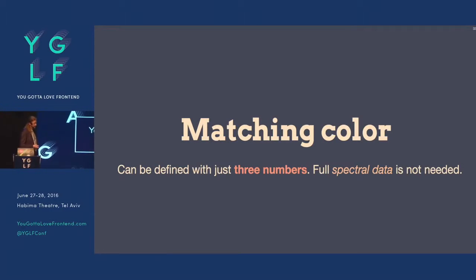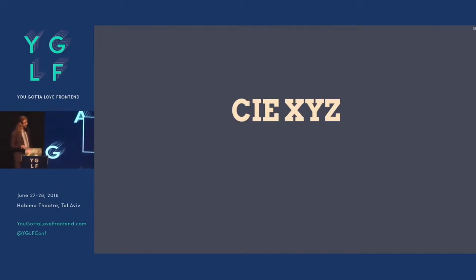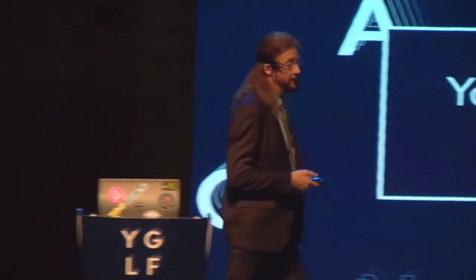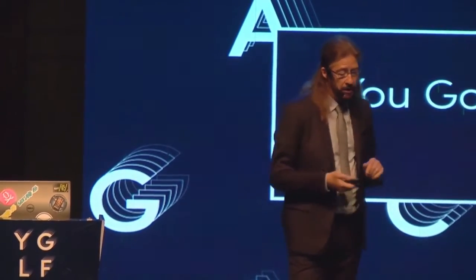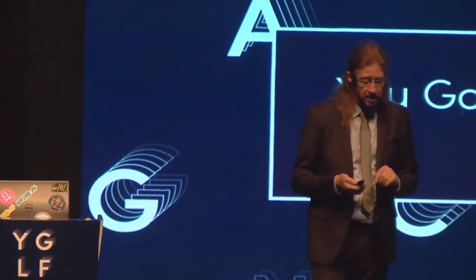So you can define a matching color with just 3 numbers. You don't need the whole spectral data nonsense. And that's good. 3 numbers is workable. We can deal with 3 numbers. So then they took that experimental data and they transformed it into a system called CIE-XYZ. CIE just stands for Commission Internationale de l'Éclairage, which means International Lighting Commission in French, which they used a lot in those days. But ignore that part.